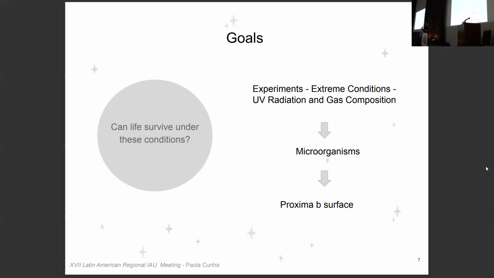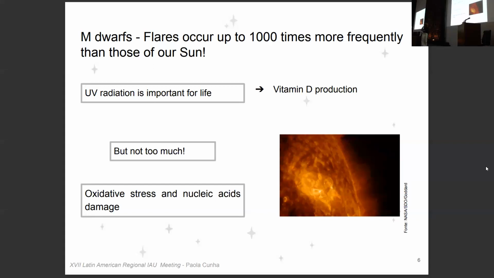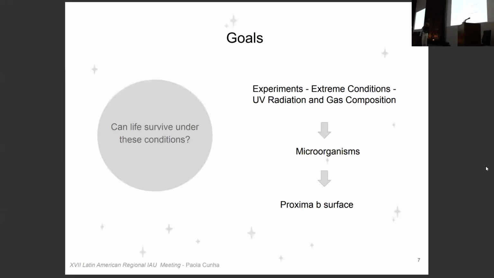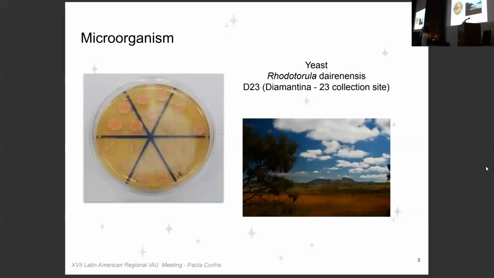To try to provide data to this question, we perform experiments at the laboratory with extreme conditions of UV radiation and gas compositions, and then we use microorganisms and compare our results to the Proxima b surface. First, we have to choose our microorganisms. We use a yeast, Rhodotorula dairenensis, the species. We call it D23, Diamantina collection site D23.